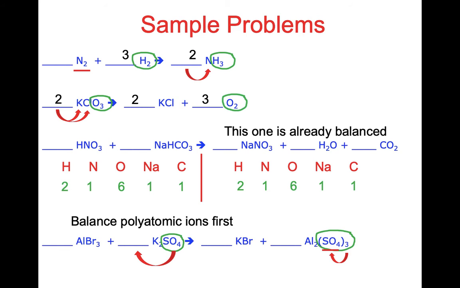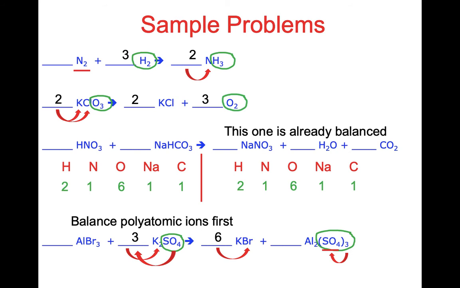So what do I need to put in front of my potassium sulfate in order to get 3 sulfates? I need to put a 3. Now my sulfates are balanced. But what did that do to my potassium? Well, 3 times 2 is 6. So what am I going to have to put in front of the potassium bromide? I'm going to have to put a 6. So now my potassiums are balanced.